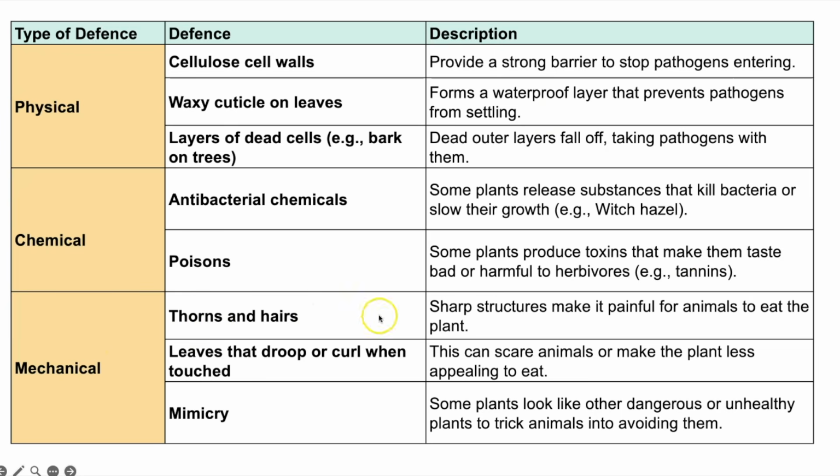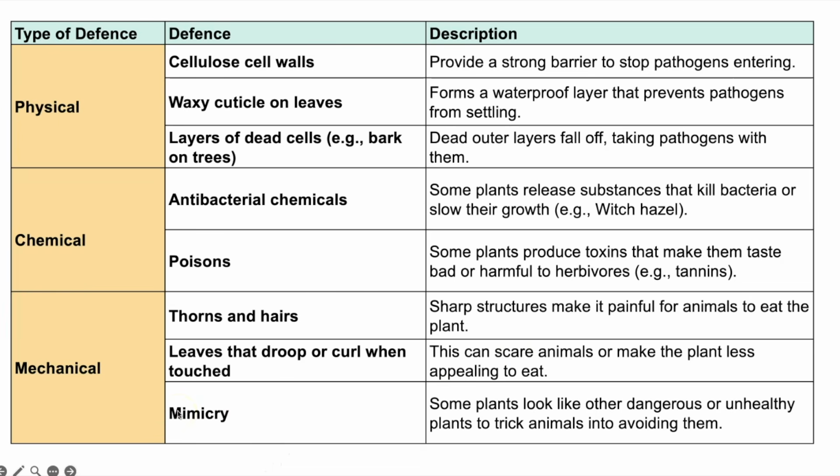Mechanical, we talked about the thorns and sometimes hairs, but there are also other mechanical defences. Some leaves will droop or curl when touched, and when that happens it can scare an animal off because they might think it's another animal as well. So it's to help to prevent herbivores eating them.